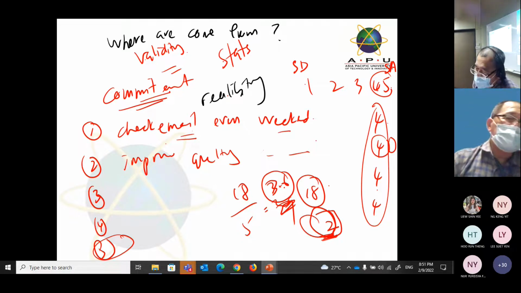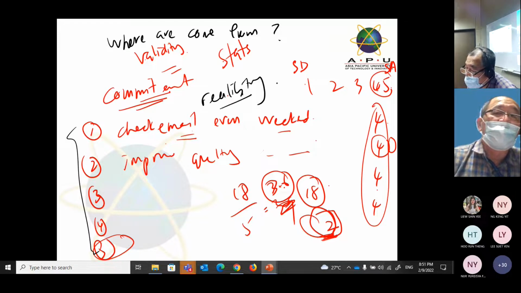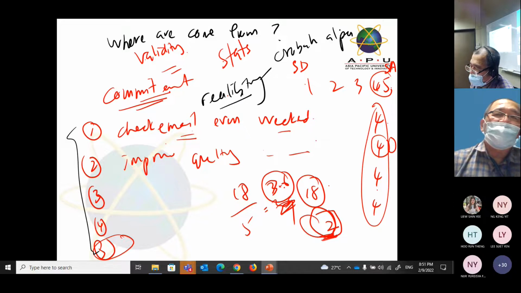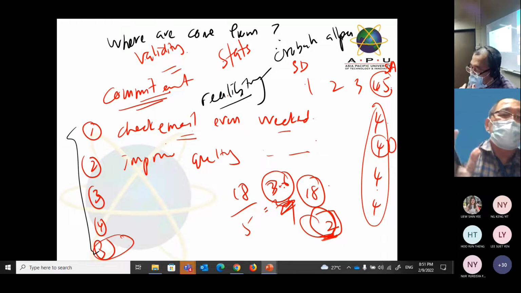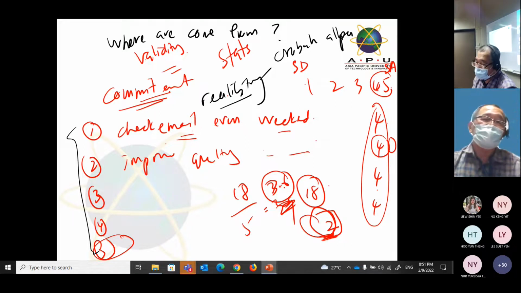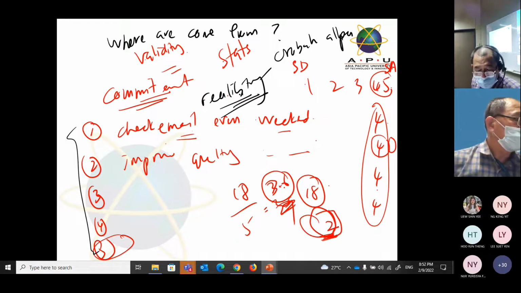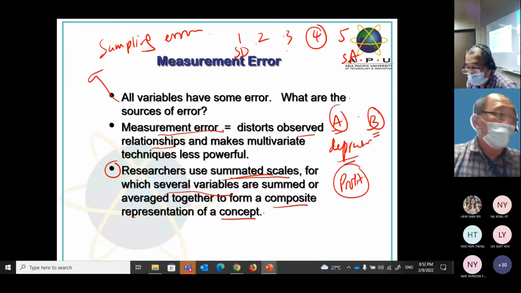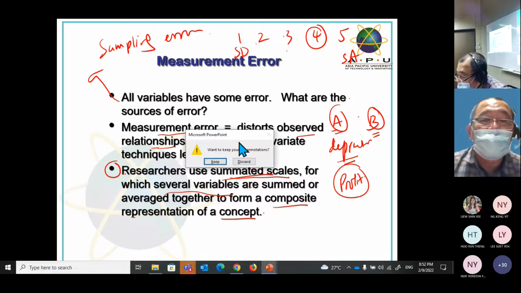So sometimes this may also happen when it comes to the questionnaire. Before, you must check the reliability. So reliability using Cronbach's alpha. It's not the best. I cannot say it's the best. I can say it's the most popular tool that we use to check the reliability. So this is the measurement error. Any question so far?